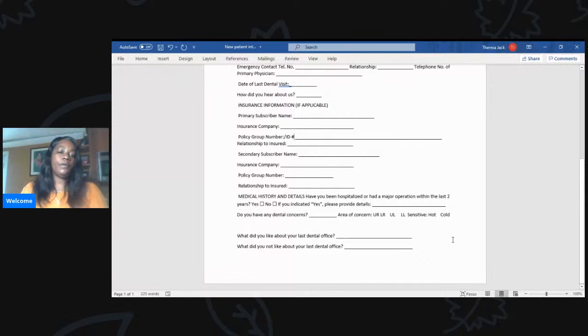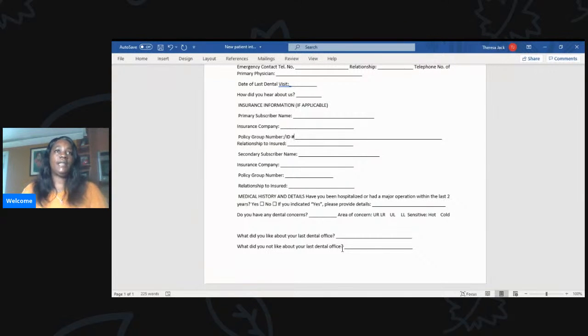This is the new patient intake form, with the things that you should have on it. I've been working in the dental field for about 28 years, and I find these last two questions very helpful for building relationships with patients. The first is, what did you like about your dental office, and what did you not like about your dental office? What did you like about your dental office? It pretty much lets us know what the patient liked.